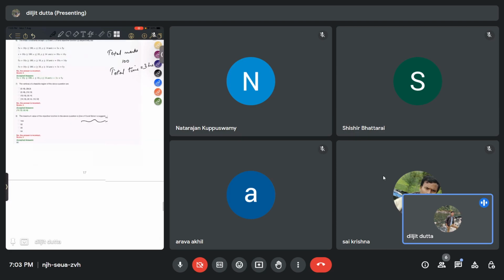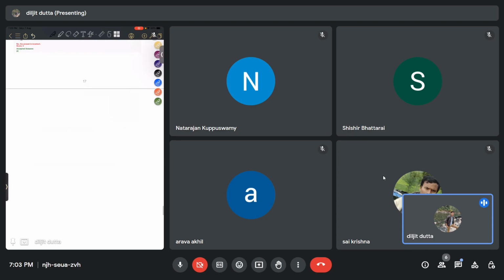Okay, so we have to solve the problem. Let x be the number of short answer questions, and y be the number of long answer questions. So first we need to identify the objective function.